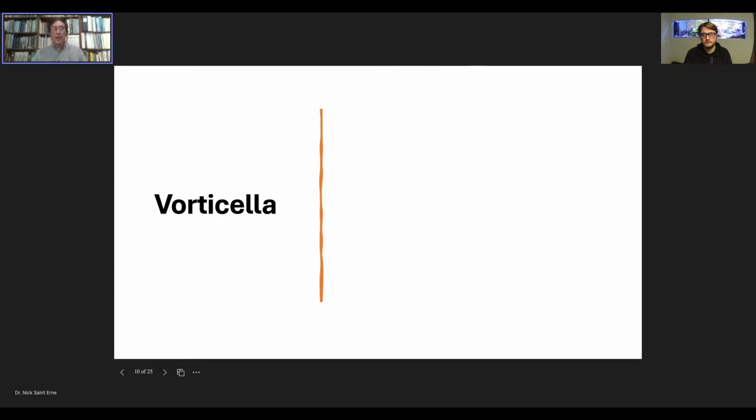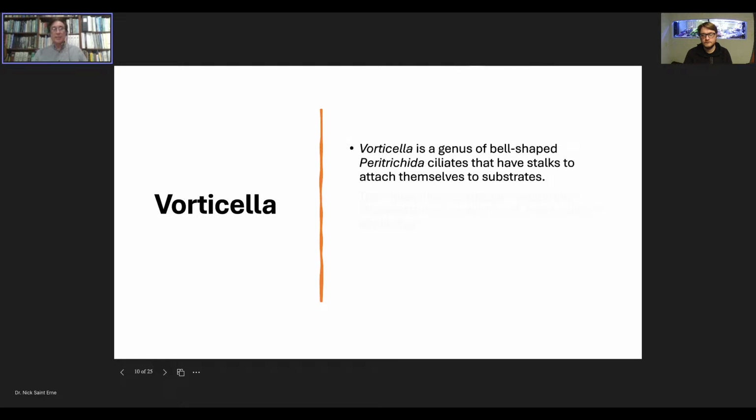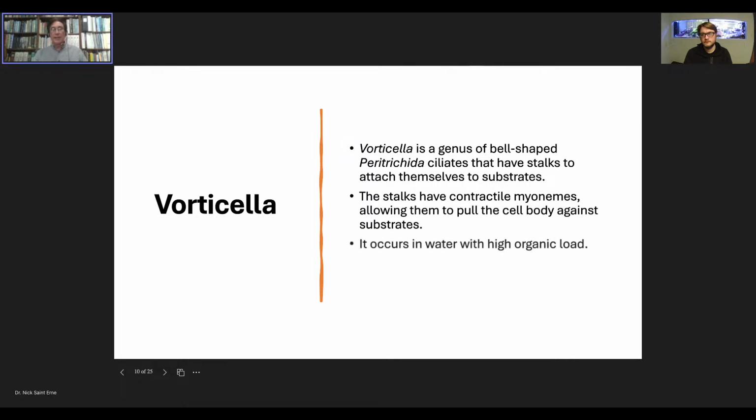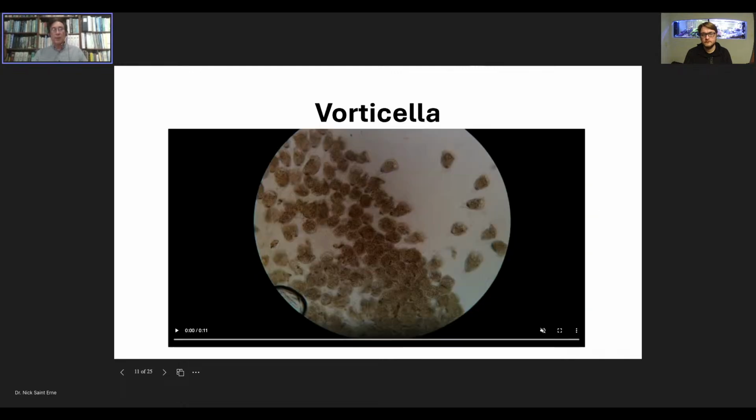So another one of these Peritrichous organisms is called Vorticella, and it's very similar. It has the bell shape, it has the cilia around the mouth. The difference is this one has a stalk that has contractile myonemes, which allow it to contract the stalk. And again, it occurs in water with high organic load, and the bacteria can grow where it attaches.